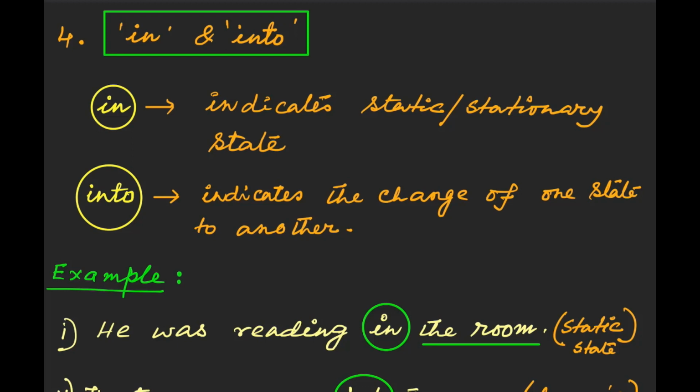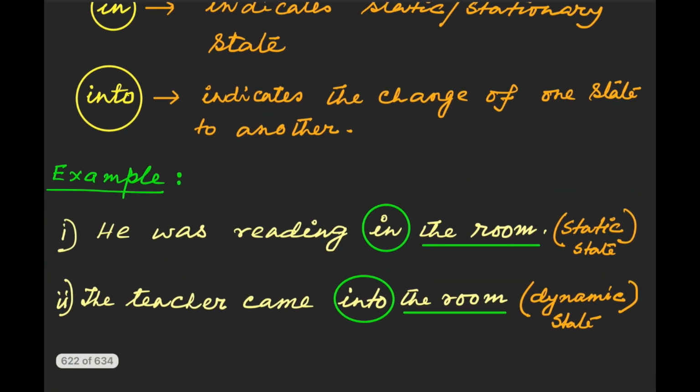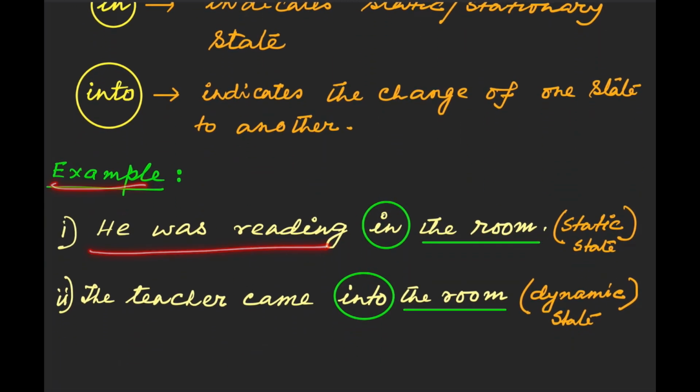Now we'll see how these two prepositions in and into are used in a sentence to refer to the positions. Number 1, in is used to indicate static or stationary state, and into indicates the change of one state to another. Take the examples, then your idea will be clear. Example, he was reading in the room. Static state, no change, he was inside the room. And the teacher came into the room, from outside into the room.